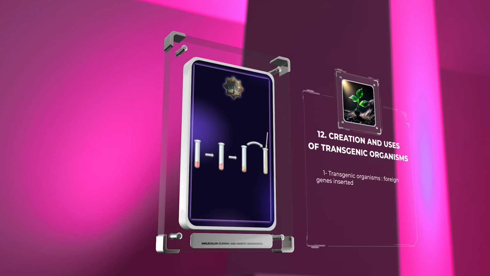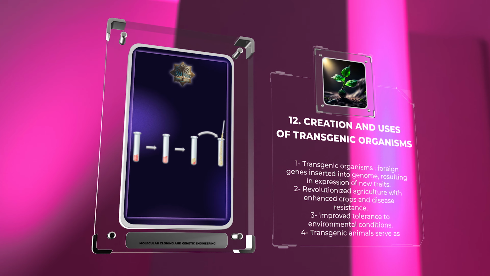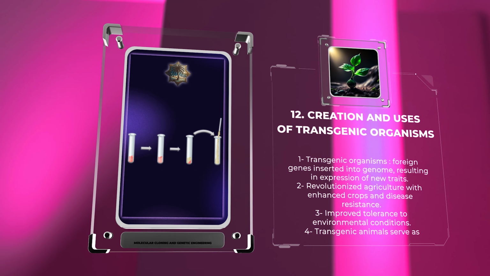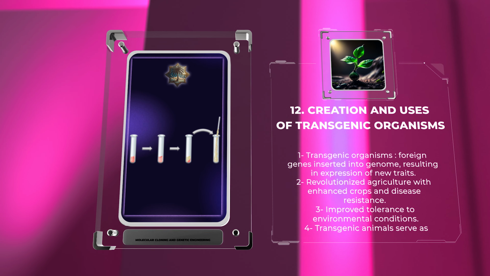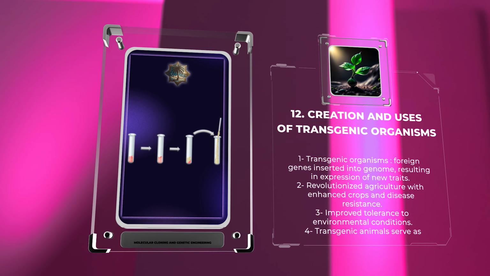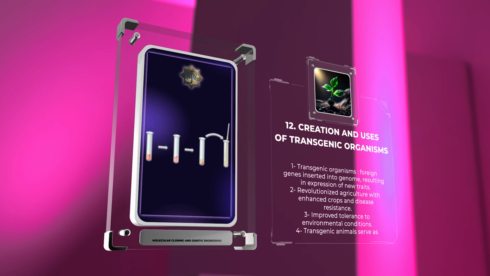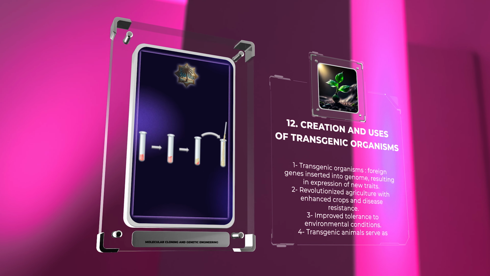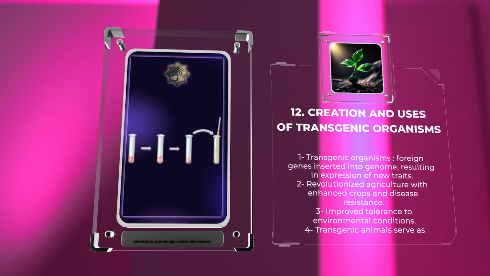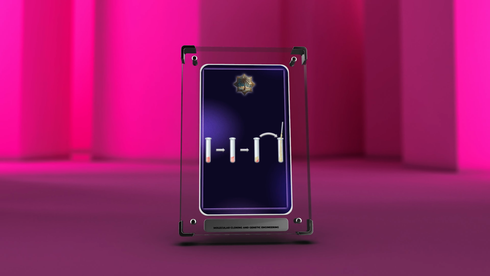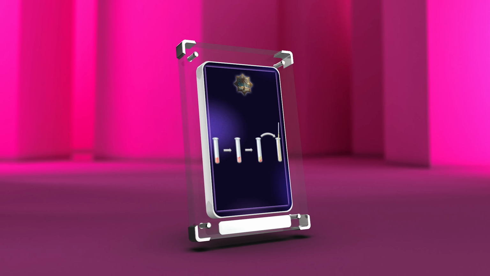Lastly, let's discuss the creation and uses of transgenic organisms. Transgenic organisms are those that have had foreign genes inserted into their genome, resulting in the expression of new traits. Transgenic technology has revolutionized agriculture, allowing for the development of crops with enhanced nutritional value, resistance to pests and diseases, or improved tolerance to environmental conditions. Moreover, transgenic animals serve as important models for studying human diseases, enabling the investigation of gene function and potential therapeutic targets. In conclusion, molecular biology has allowed us to devise effective methods for altering DNA and investigating cellular functions.